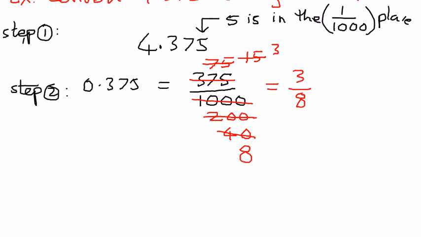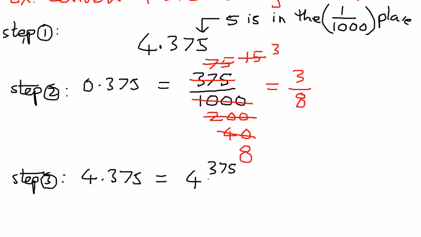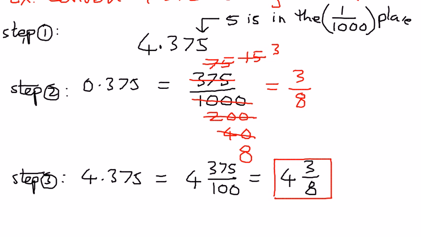375 over 1000 or 3 over 8 means exactly the same. We were able to reduce it to its lowest form. So therefore, in step 3, we're going to put all of this together, and then we can write this as follows. 4.375 can be written out as a mixed number 4 and 375 over 1000, and we can also reduce it some more and then write this one out as 4 and 3 over 8. This means exactly the same thing. So this is how we can convert a decimal to a fraction.